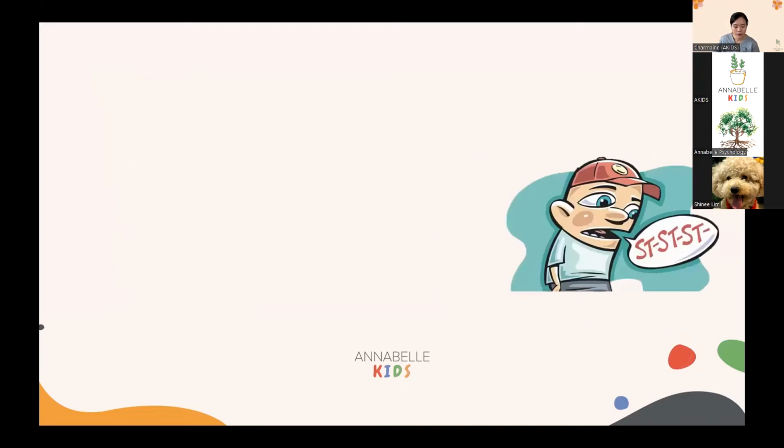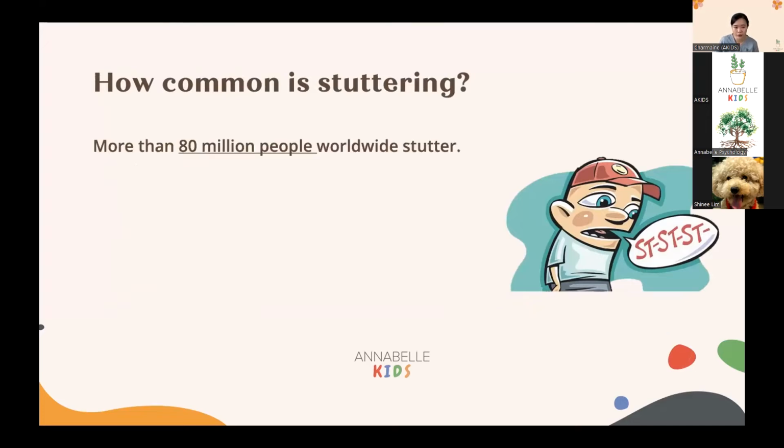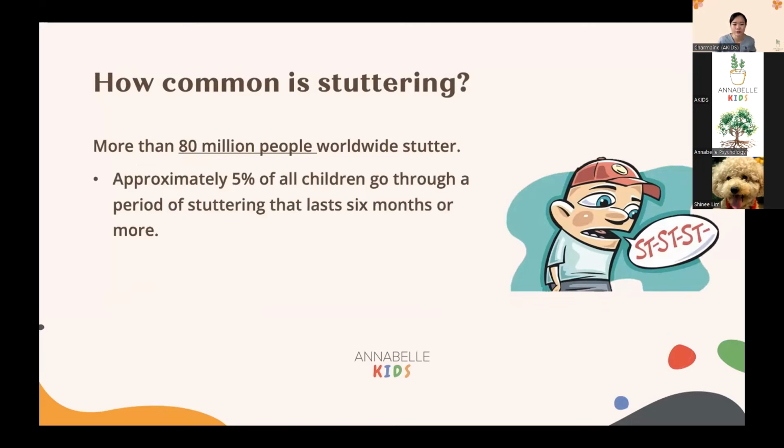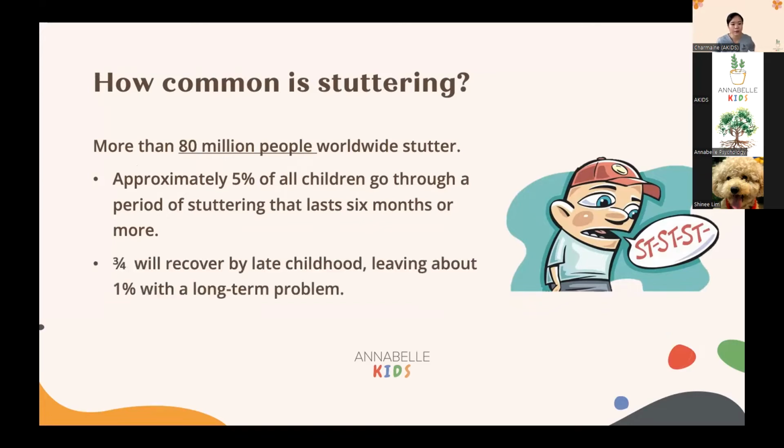Okay, so people who stutter may feel like they are very alone. However, stuttering is actually more common than you think. So worldwide, more than 80 million people actually stutter, and approximately 5% of all children go through a period of stuttering that lasts 6 months or more. About 3/4 recover by late childhood, and that leaves about 1% with a long-term problem into adulthood. Stuttering actually is not culture specific, it occurs in all cultures.